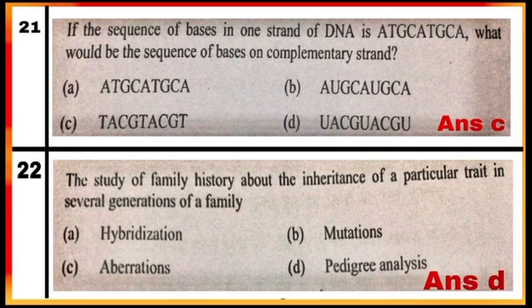Question 21. If the sequence of bases in one strand of DNA is ATGCATGCA, what would be the sequence of bases on the complementary strand? As adenine always binds with thymine and cytosine with guanine, for the given strand of DNA, the sequence of bases on the complementary strand will be TAC, GTA, CGT, given in option C. So, here mark C as the correct answer.